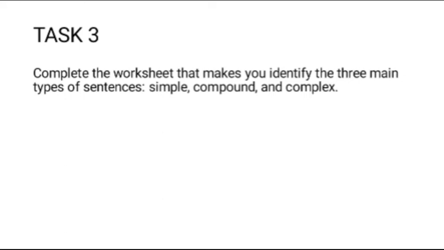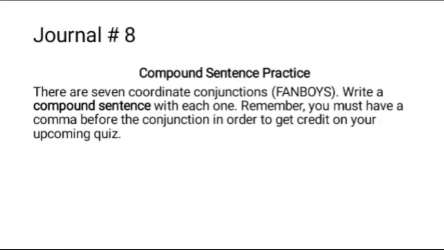Complete the worksheet that makes you identify the three main types of sentence: simple, compound, complex. Compound sentence practice. There are 7 coordinating conjunctions. Write a compound sentence with each one. Remember, you must have a comma before the conjunction in order to get credit on your upcoming quiz. Now this is going to be a quiz that you are going to have.